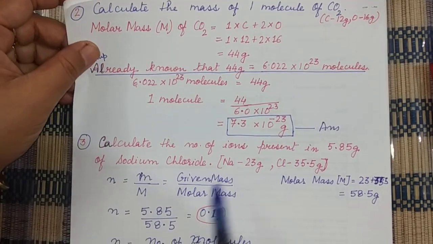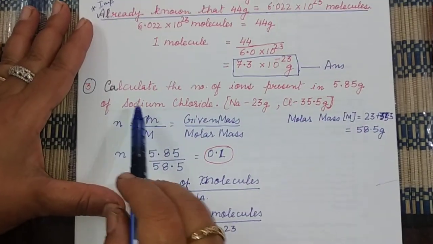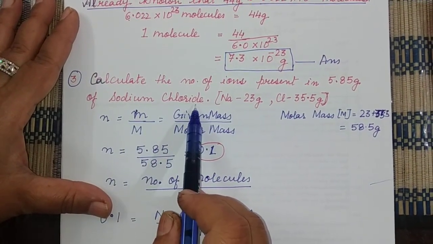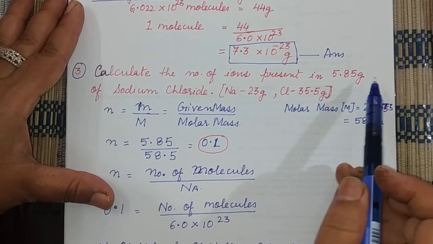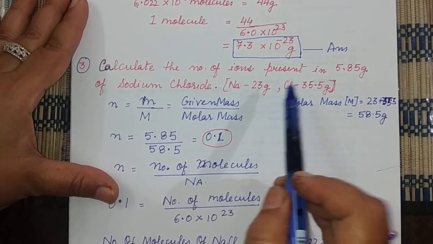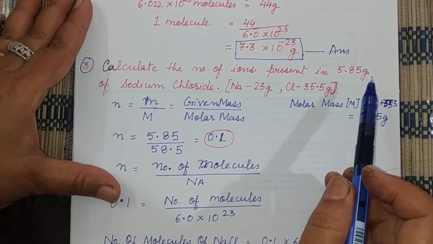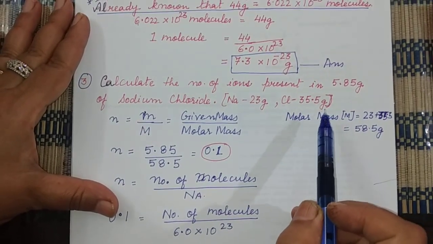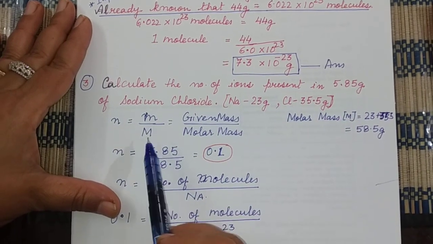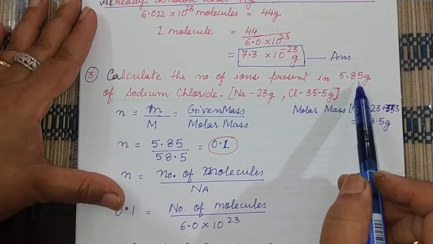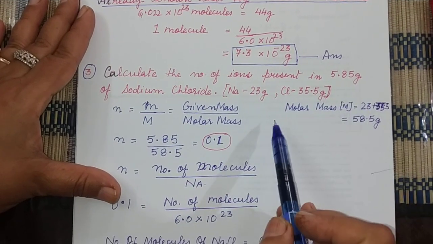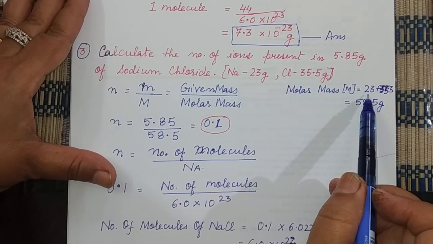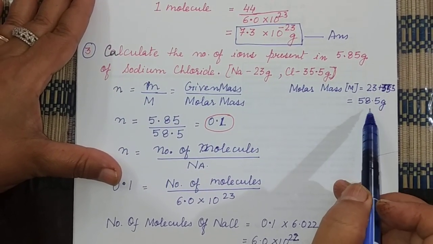Now the third variety of problem that often comes in the examination is: calculate the number of ions present in 5.85 gram of sodium chloride. So how do we relate the number of ions? As you know, if you can relate the number of molecules, you can also relate the number of ions, because each sodium chloride molecule is made up of 1 Na plus and 1 Cl minus. That means 2 ions. Let us see again. The given mass is 5.85 gram. Molar mass we have calculated. It is 58.5. How did we calculate? This is the mass of Na. This is the mass of Cl. I have added both of them.